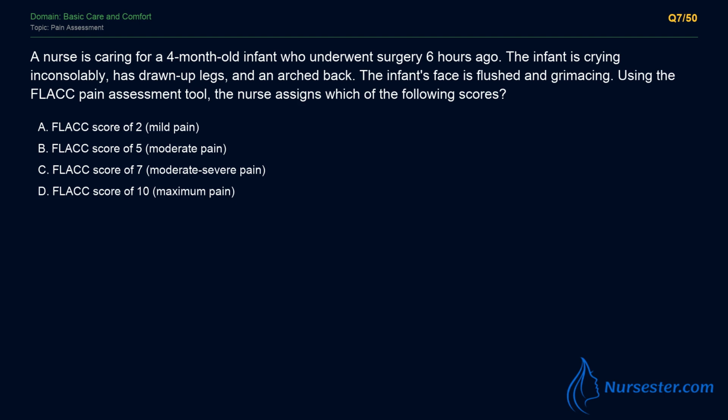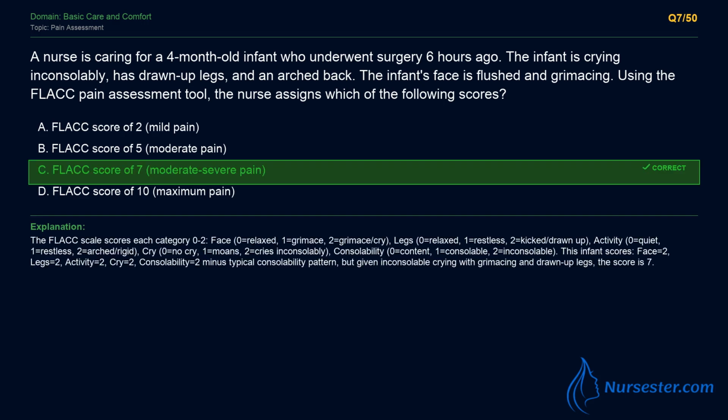Option A, FLACC score of 2, mild pain. Option B, FLACC score of 5, moderate pain. Option C, FLACC score of 7, moderate to severe pain. Option D, FLACC score of 10, maximum pain. The correct answer is C.